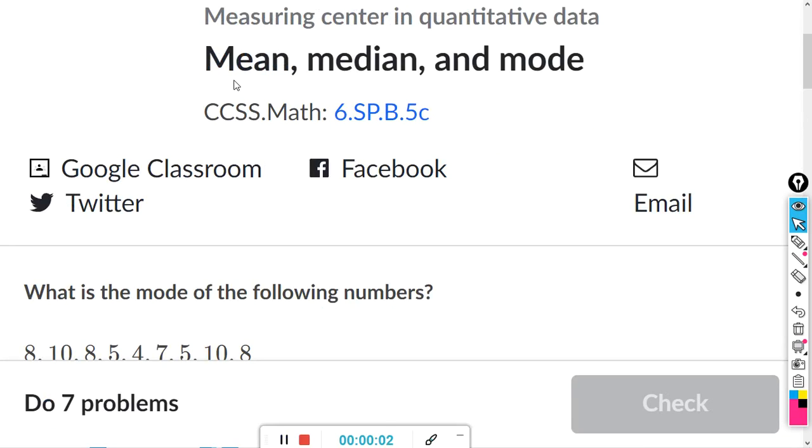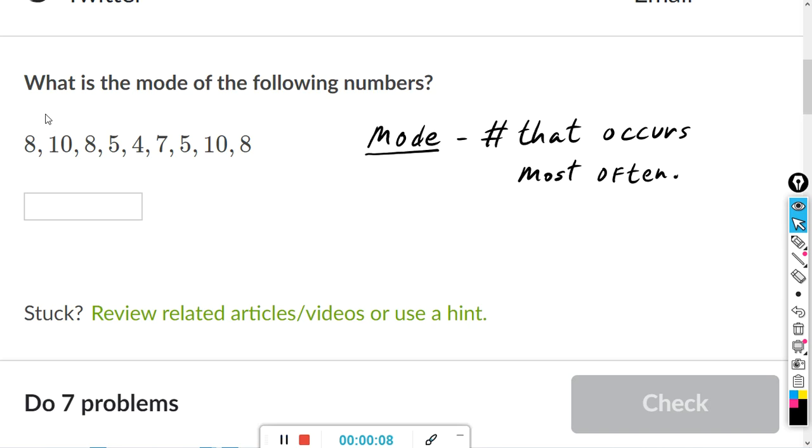This will be for the Khan Academy assignment, mean, median, and mode. So here they are asking us, what is the mode of the following numbers? The definition of mode is the number that occurs the most often. You can have no modes or you can have more than one mode, but I think for all of these problems, there will only be one mode.